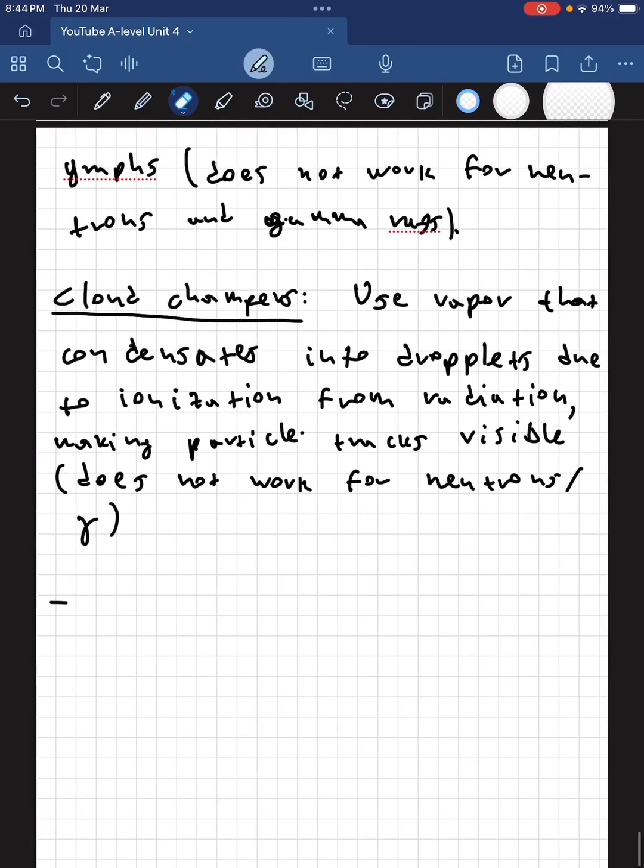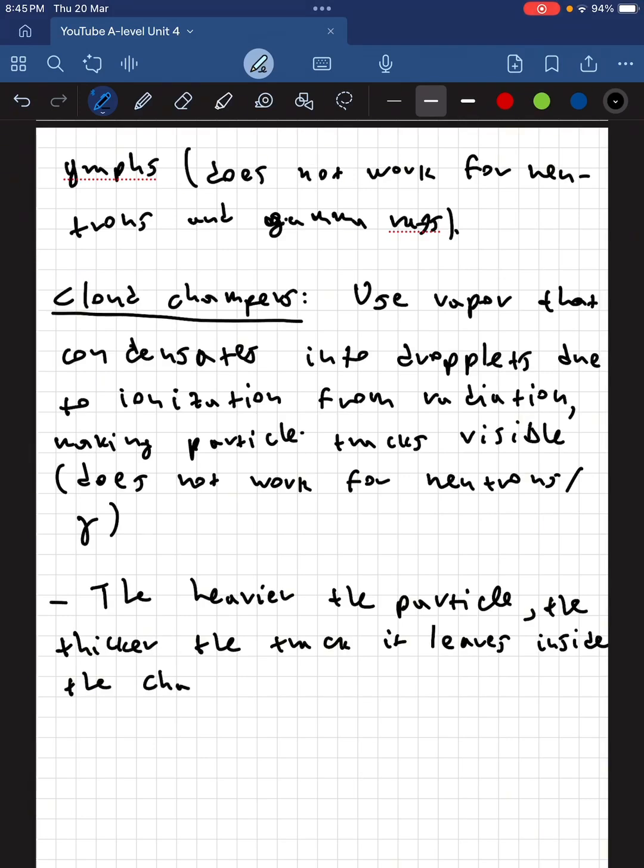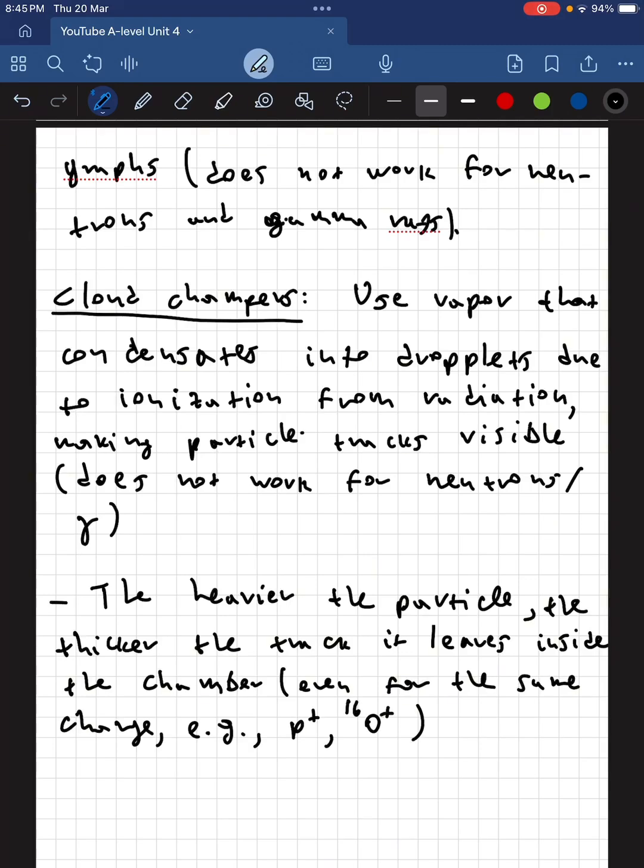So I'm going to write this down. The heavier the particle, the thicker the track it leaves inside the chamber, even for the same charge. For example, a proton and an oxygen 16 ion. The oxygen 16 is heavier, occupies more space. As it goes through the gas, it's going to leave a thicker track.